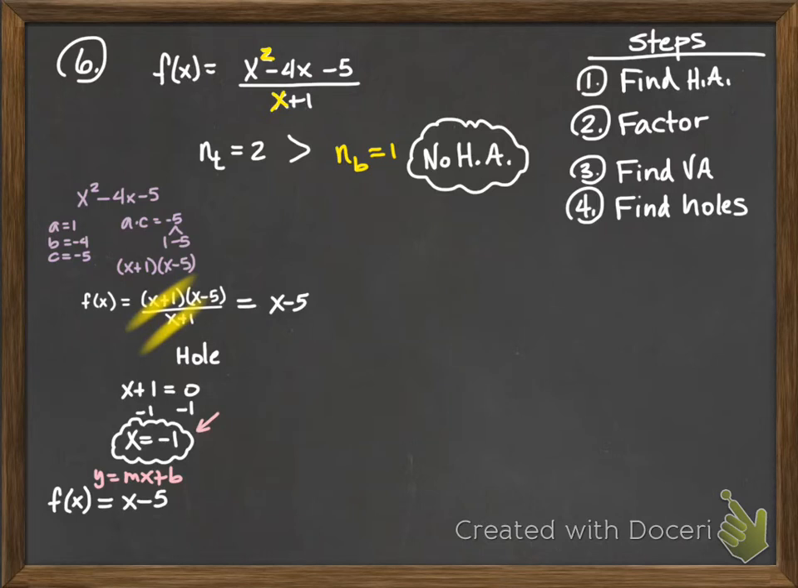So we're going to say f of, but instead of x, we're going to say negative 1. And then wherever there's an x, we're going to plug in our negative 1. So f of negative 1 would be negative 1 minus 5. Well, that gives us negative 6. So then our actual coordinates of our hole would be at negative 1, negative 6. So then, after that, we're going to graph it.